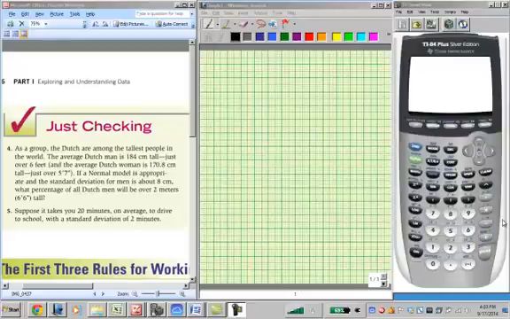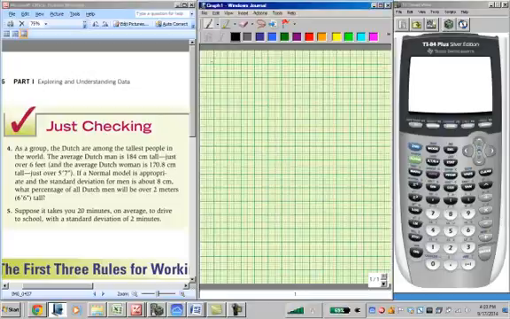Just checking number 4. So, what do we know? We're going to think, show, and tell. So we're going to think about this. What do we know?